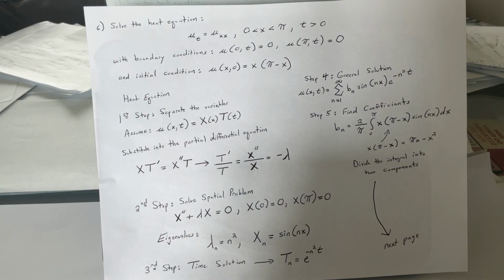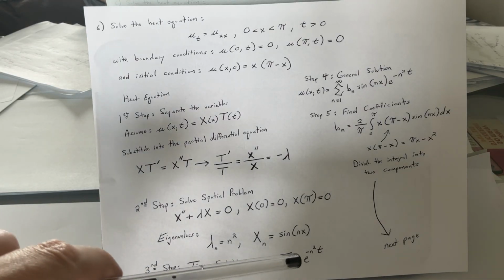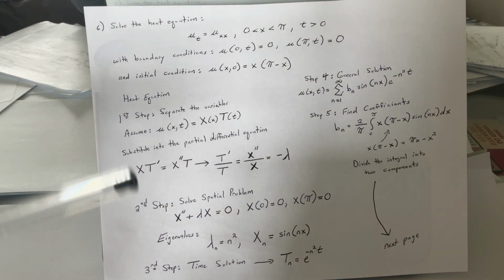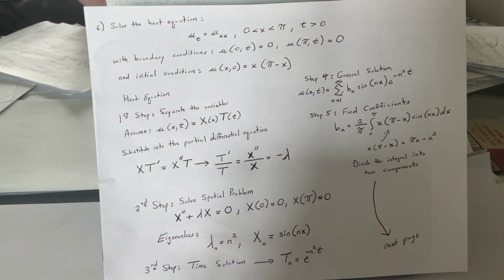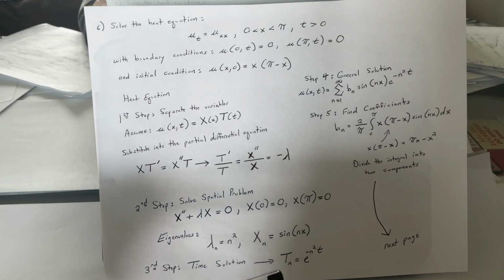Now we wind up with our third step. From all of this, we want to generate a time solution. So capital T sub n equals e to the negative n squared t. That'll be our time solution. Now, I'm going through this quickly. Hopefully I'm not misspeaking, because technically we have time, temperature, and space involved here in some way, shape, and form. So here's our time solution.